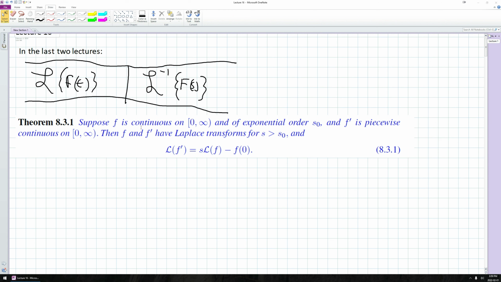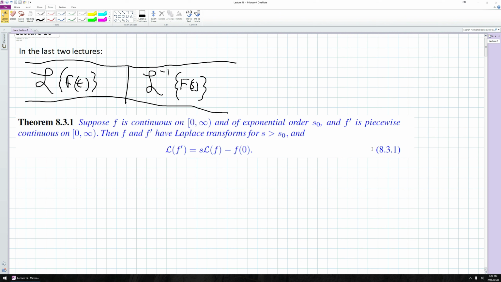Okay, so now suppose f is continuous on some open interval, or half open interval, and it's of exponential order s naught. Okay, so the reason why we want this thing to be of exponential order s naught is so that the Laplace transform is well defined. If you recall from our previous theorem on the existence of Laplace transforms, we needed exponential order for things to work out. Further, we're also going to assume that f prime is piecewise continuous, where we introduced this idea semi-recently. Again, it's going to be piecewise continuous on this half-open interval. Then f and f prime have Laplace transforms for s greater than s naught, and this thing here is true.